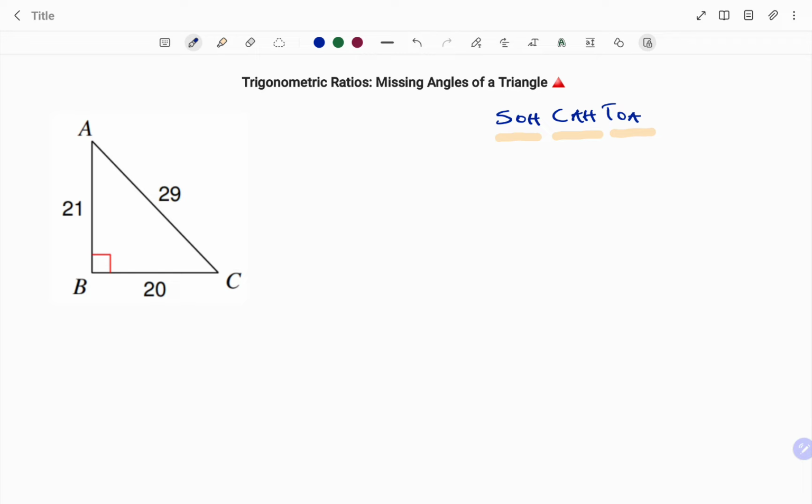To determine the trig ratio to use, I'm going to start by tagging all the sides of my triangle based on the reference angle. So for example, in the triangle given, I have triangle ABC with sides AB 21 units, side BC 20 units, and side AC 29 units. If I make the angle at A my reference angle, that means the side facing my reference angle will be called my opposite.